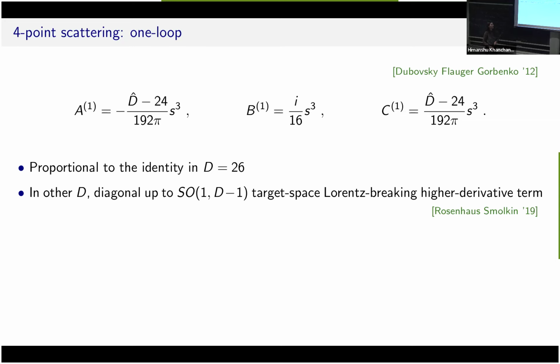Is this related to the light-cone quantization? Yes, exactly. So I will come to this in the next slide.